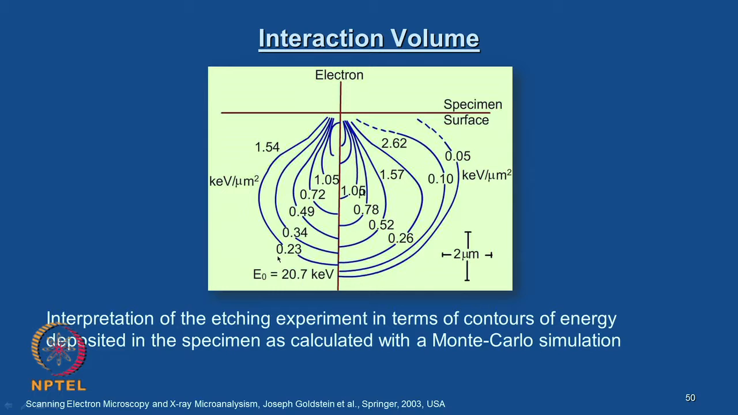What is this etching experiment? People have taken low atomic number materials like polymethyl methacrylate as a specimen, and then they do an etching experiment with a bombardment of electrons, to see how it damages these polymeric molecules, and how the intensity of the damage decreases from the surface to the core. That is called the etching experiment.